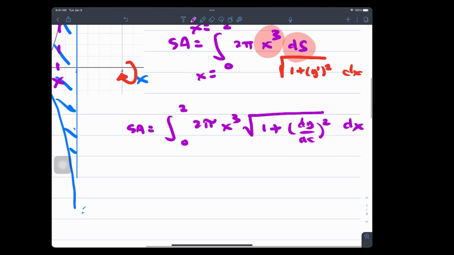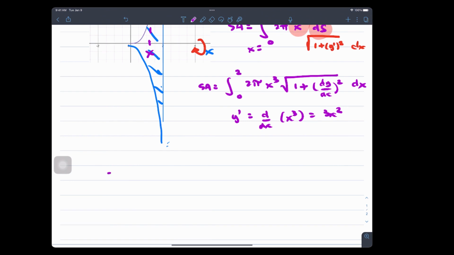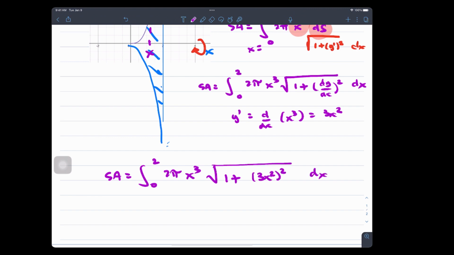And now you know what y is, right? What is y? It's x cubed. What would y prime be? Right? I have to differentiate what? x cubed. And what is that? Isn't that 3x squared? Okay, so my surface area will be that integral from 0 to 2 pi x cubed square root 1 plus 3x squared squared dx.